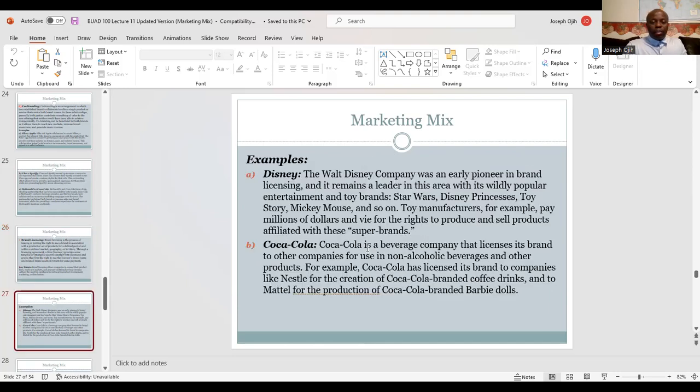So I think we can cover this. Let me give you an example of a company that did licensing. Disney was an early pioneer of brand licensing, and it remains a leader in the area, in entertainment and toy brands. Let me show you how Disney sells licensing to its brand. Some companies that make toys might build a toy of a car that is shown in a Disney movie or Disney book. They build a toy with that name, and that helps them sell more toys. So Disney makes money through that. Things like Star Wars, Disney Princesses, Toy Story, Mickey Mouse, and so on. Toy manufacturers pay millions of dollars to Disney for the rights to produce and sell products affiliated with those super brands.